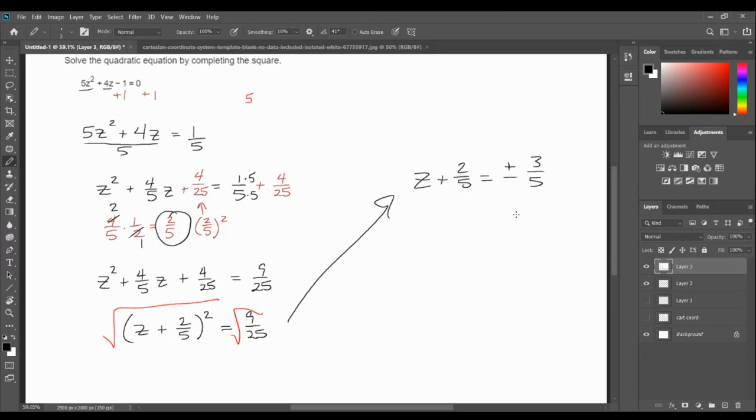This is faster to divide by that leading coefficient, isn't it? Yeah. Subtract our 2/5, and we'll end up with the same results. Negative 2/5 plus 3/5 is 1/5. Negative 2/5 minus 3/5 is negative 5/5, which is -1. We got the same result, but we divided by the leading coefficient first. I would recommend you do that if you want to complete the square.